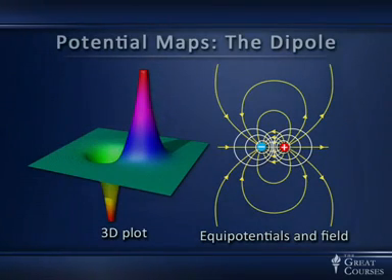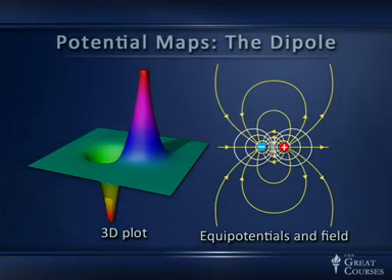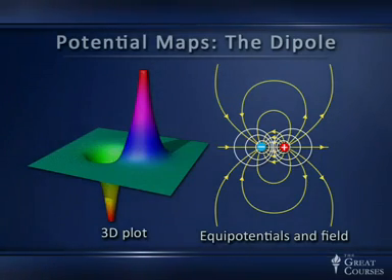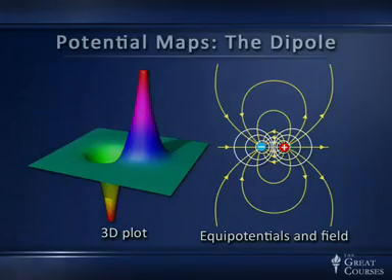And you'll notice the equipotentials are at right angles to the field. They have to be, because the only way you can do no work moving against the field is to not move against it, and that is to move at right angles to it. So there's a potential map, the dipole. And let's look at a couple more potential maps.